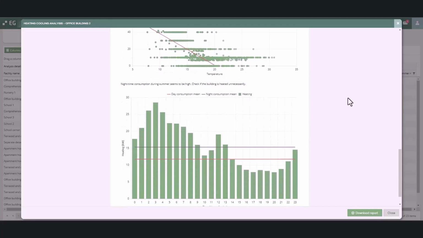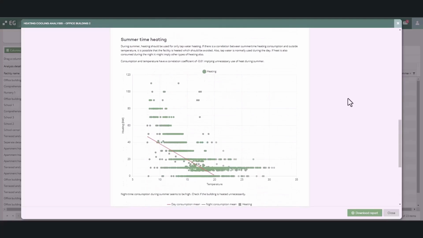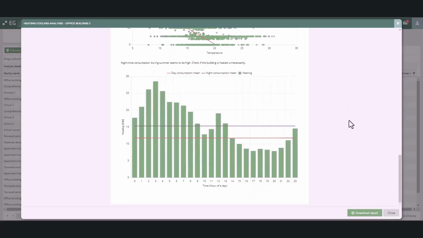The first chart in the section shows the hourly heating power at different outdoor temperatures on warm summer days. The correlation between consumption and outdoor temperature suggests unnecessary heating. The final chart shows the average heat consumption during the night and day on summer days, broken down by the hour.